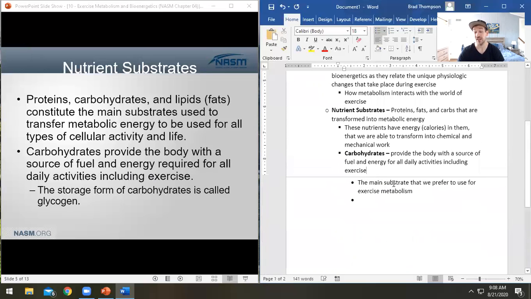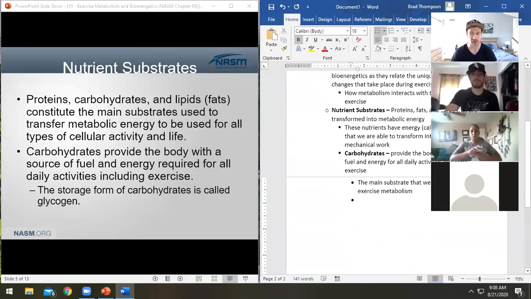So this is definitely like carbs are definitely our favorite. Your brain is almost on an exclusively glucose diet, like I said earlier, but your muscles also prefer to use carbohydrates, especially when you're exercising.